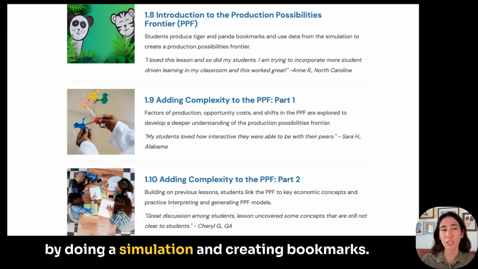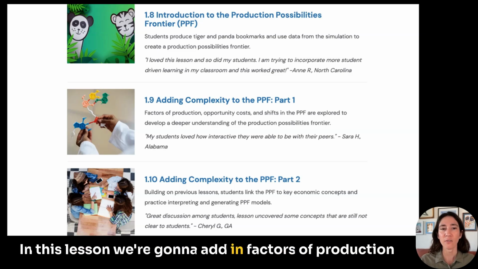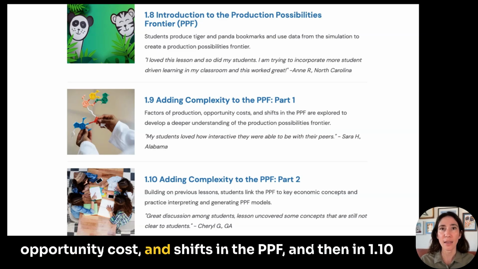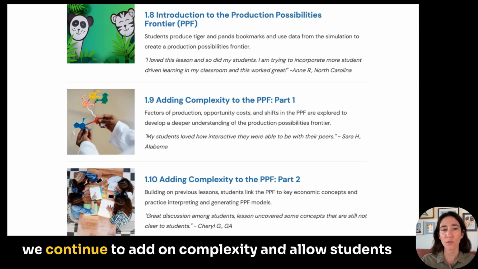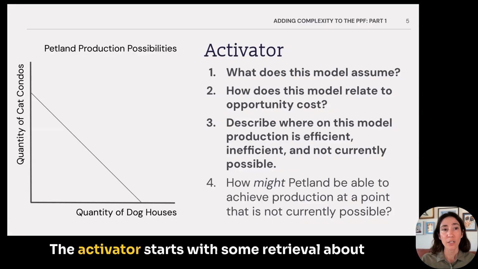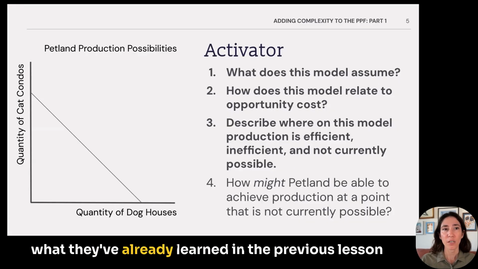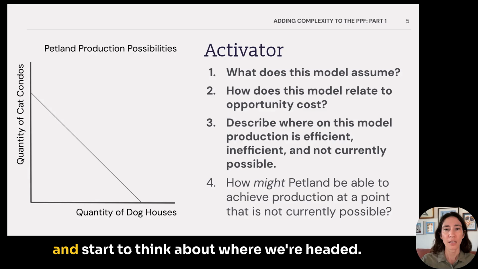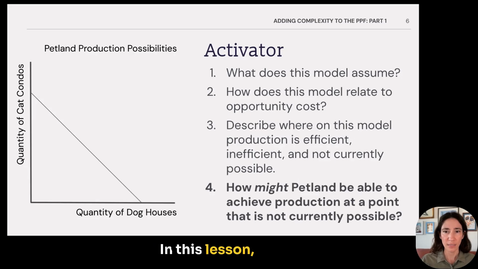doing a simulation and creating bookmarks. In this lesson, we're going to add in factors of production, opportunity cost, and shifts in the PPF. And then in 1.10, we continue to add on complexity and allow students time to practice and apply what they've learned. The activator starts with some retrieval about what they've already learned in the previous lesson and start to think about where we're headed in this lesson.